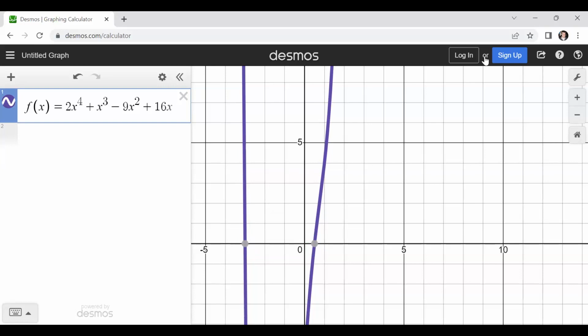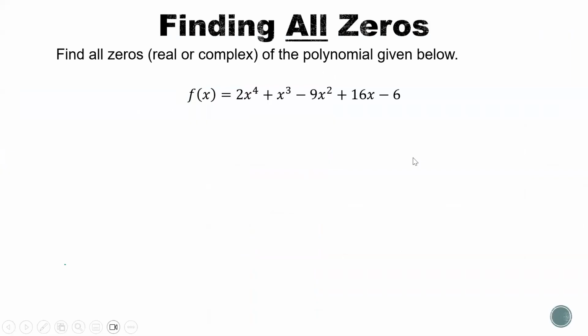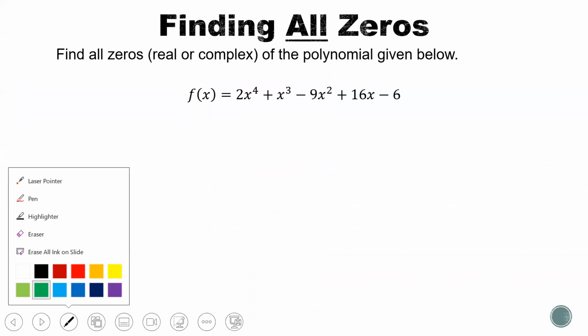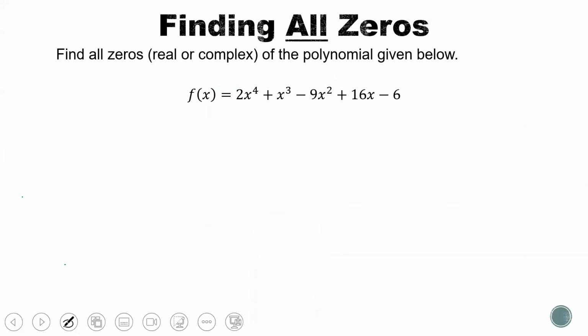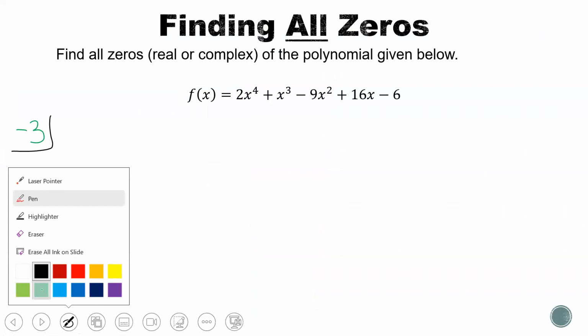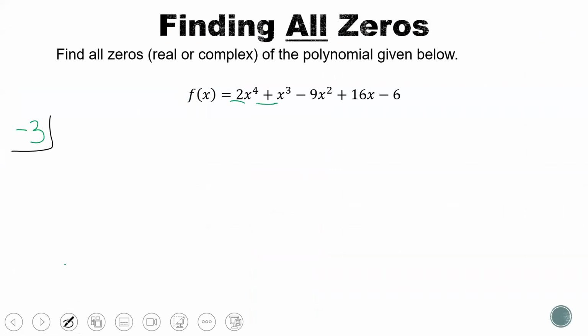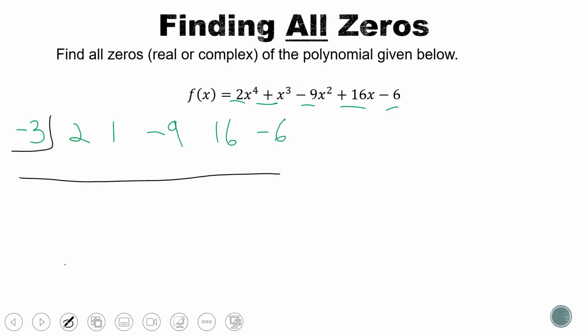So with that information, what I will do is go back to my problem here. And since I know that -3 is a zero of this polynomial, I'm going to perform synthetic division using that zero. So I'm going to put -3 here in a box. I'm going to list out the coefficients of each term here in the polynomial. So the 2, 1, -9, +16, and -6, and then perform my synthetic division.